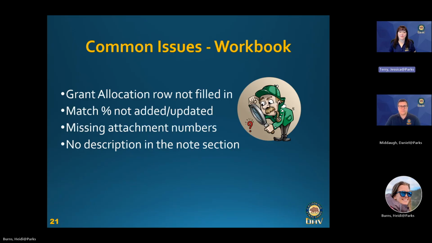Most commonly, we see the grant allocation row not filled in, which is key to the totals working together on your summary tab. Daniel's going to show you what that looks like on the next slide. We also see workbooks where the grantee forgot to list or update their match percentage. This usually happens when you're using the same workbook year over year. Make sure that you check it.